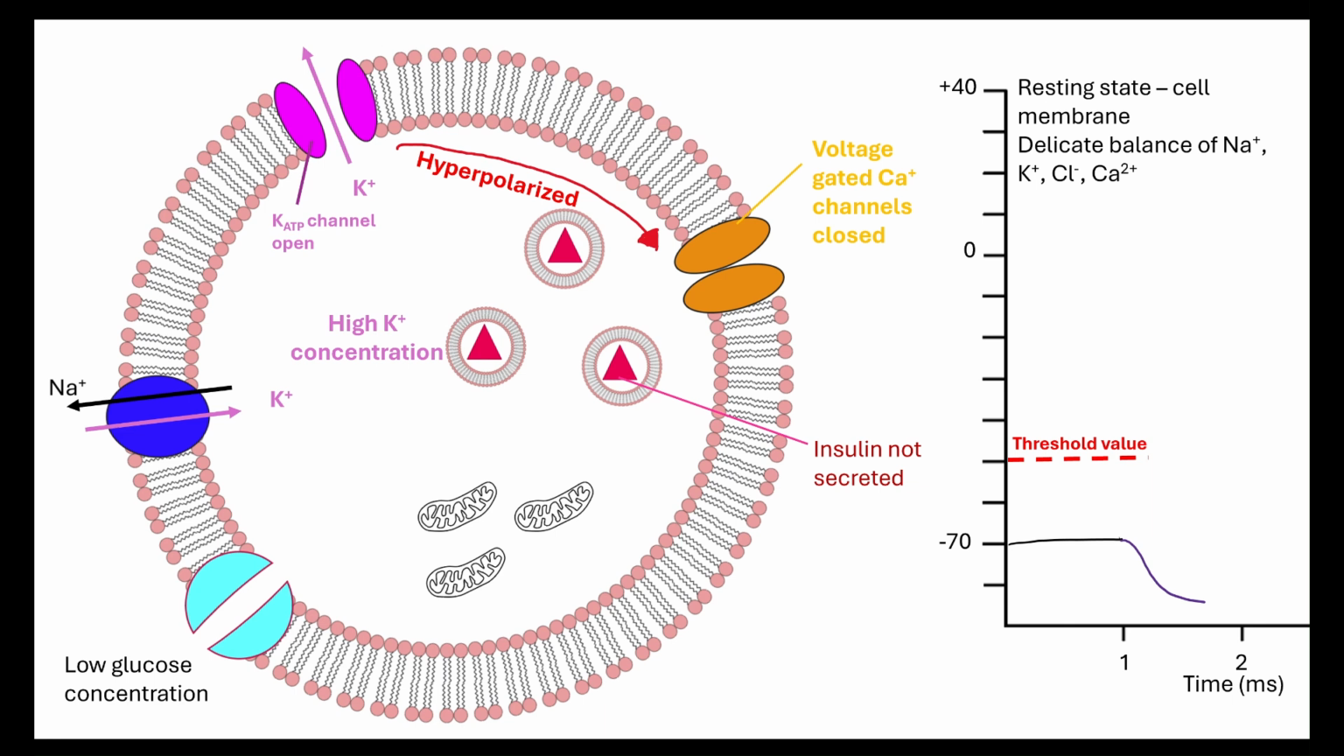So the resting state of the beta cell is where the cell membrane is maintaining a very delicate balance of sodium, potassium, chloride and calcium ions. So this delicate balance on either side ensures that the beta cell remains in its resting state.